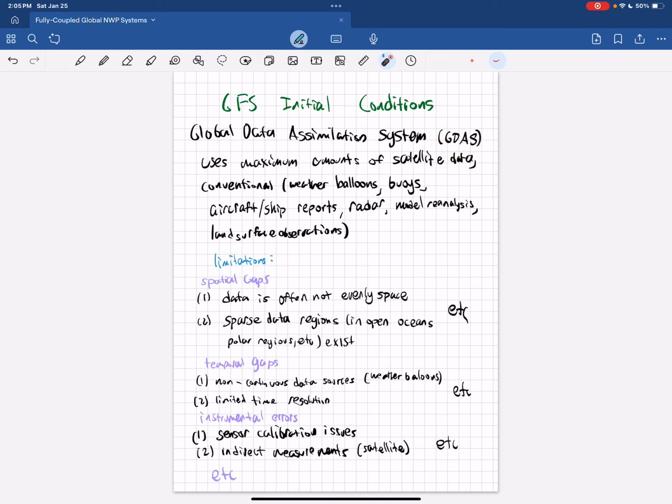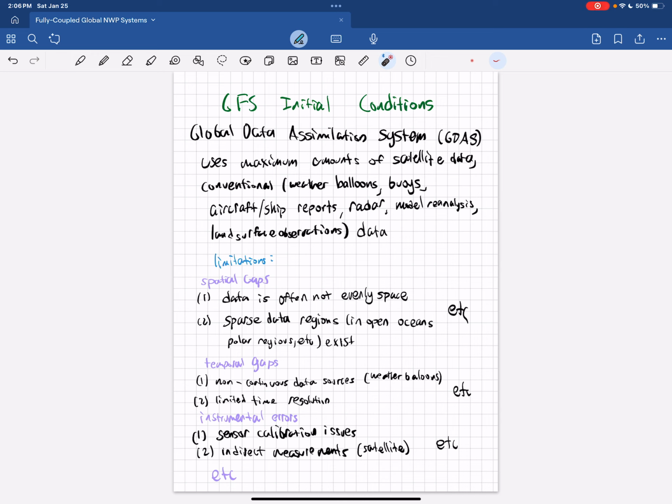They use, and this is kind of in their own words, they say they use maximum amounts of data, from satellite and also conventional data. So conventional data would be weather balloons, buoys, aircraft, ship reports, radar, model reanalysis, and land surface observations data, etc.